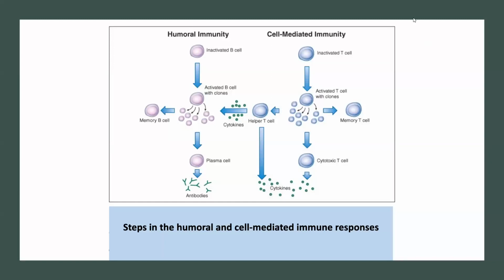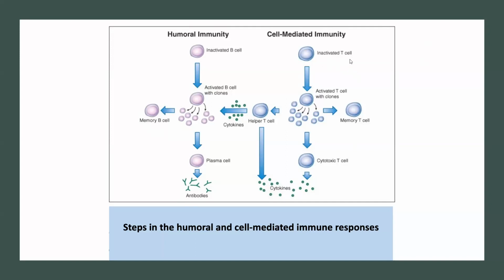If we see here, humoral immunity starts from the inactivated B cell, which then activates the B cells and makes clones. These clones make many cells and move towards either the memory B cell, or they make a plasma cell, and this plasma cell will make the antibodies.